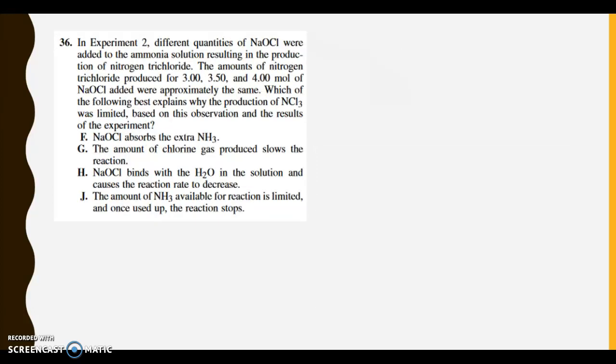Question 36. In experiment 2, different quantities of bleach were added to the ammonia solution, resulting in the production of nitrogen trichloride. The amounts of nitrogen trichloride produced for 3, 3.5, and 4 moles of bleach added were approximately the same. Which of the following best explains why the production of nitrogen trichloride was limited based on the observations and the results of the experiment? This is a scientific method question.